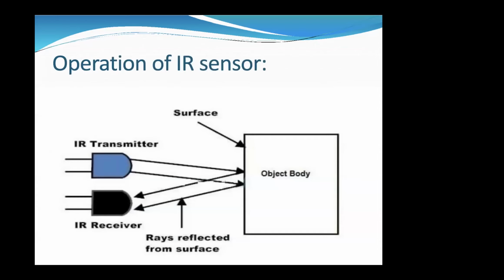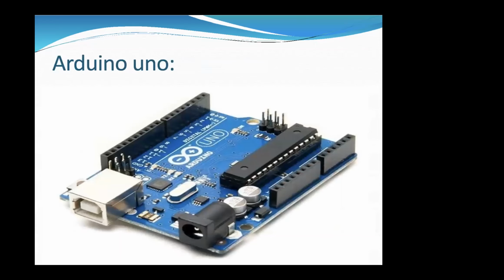Coming to the operation of the IR sensor, in the very first phase, the IR transmitter will send some signals to the object. If there is any surface, like the surface of a body, those rays will be reflected, and the IR receiver will receive those rays from the surface, which is then sent to the Arduino.